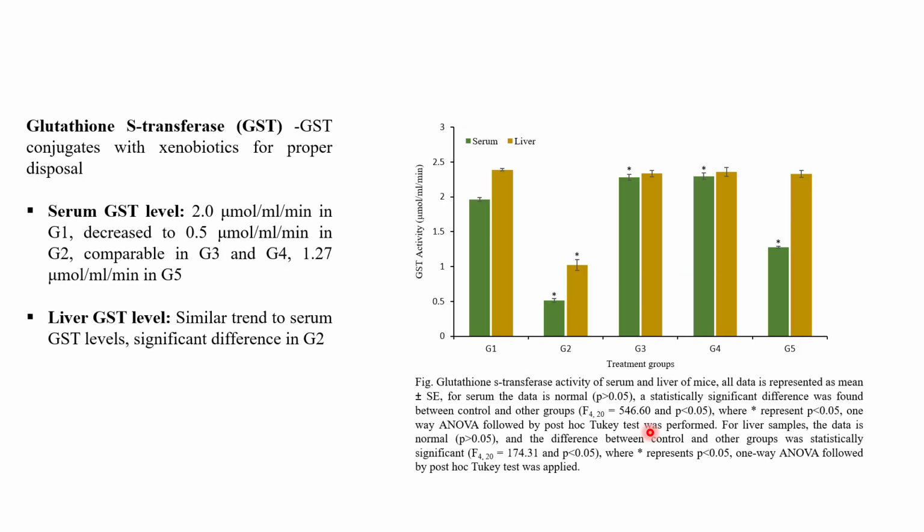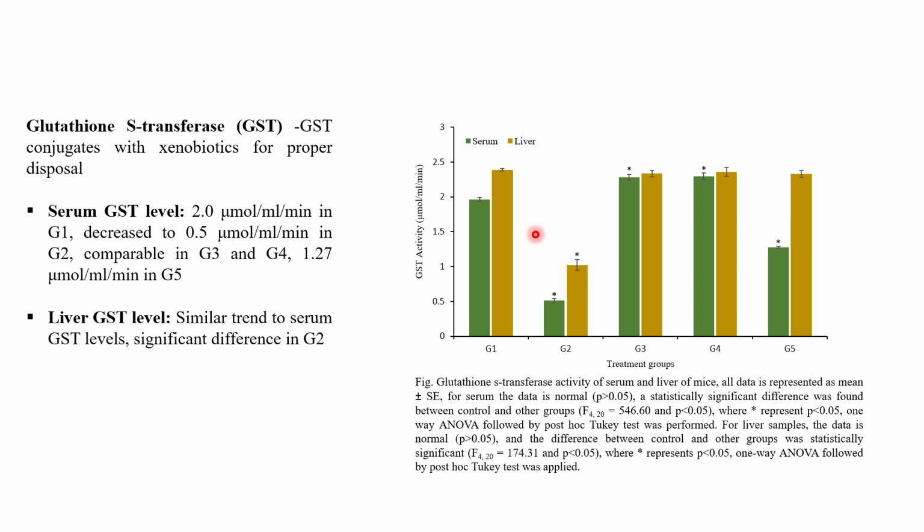In the same way, we also used glutathione S-transferase, or GST. GST conjugates with xenobiotics for proper disposal. The level of GST in serum was about 2 micromole per ml, and it decreased in group 2, then increased in group 3. Groups 3 and 4 are comparable, but a decrease was observed in group 5. So there was also a statistically significant difference when compared with group 1.